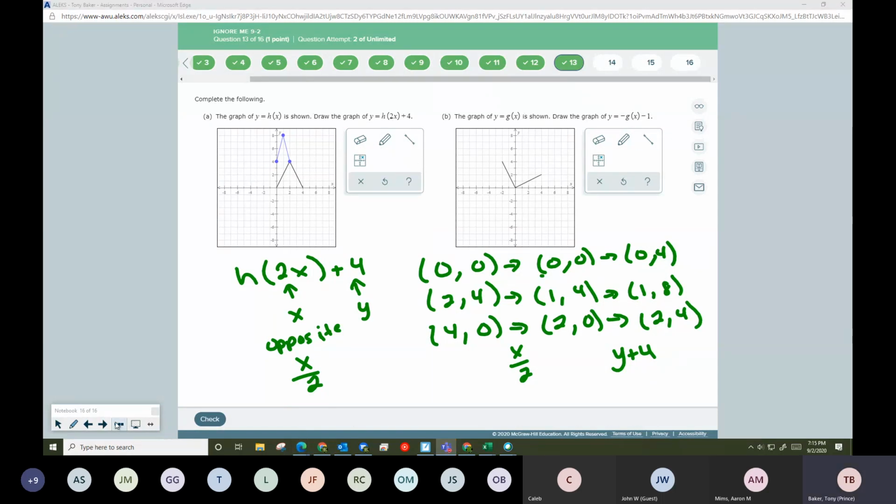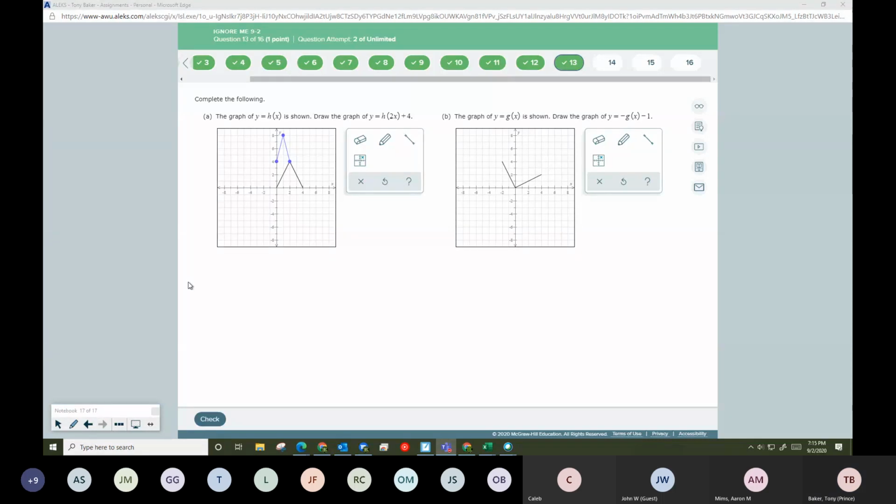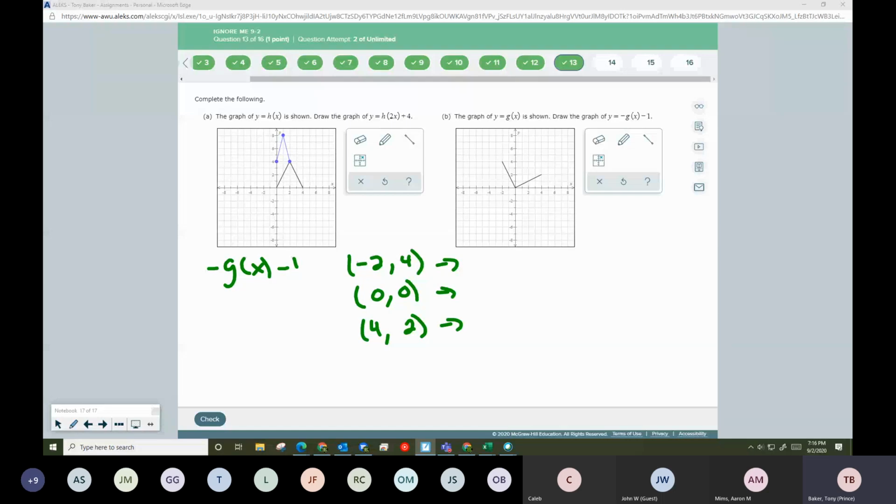All right, so now the next one, I've got negative g of x minus 1. So my 3 points: negative 2, 4, 0, 0, and 4, 2. I've got 2 things I'm doing to the y. Order of operations counts. So since I'm doing a multiplication and a subtraction, if you do it in a different order, you will get a different answer, and that'll cause you to get things wrong. You want to follow the order of operations.